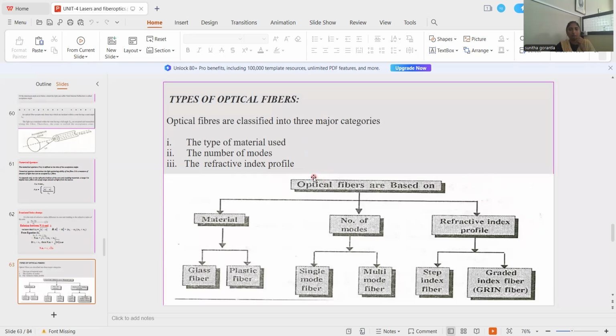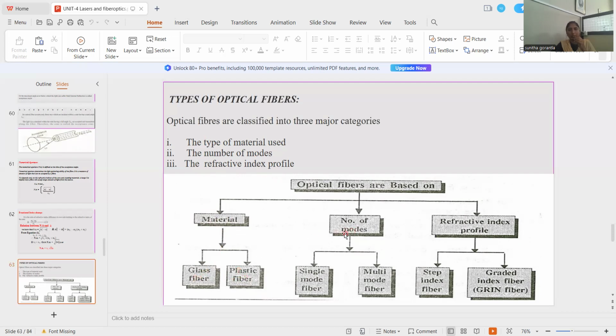Now see the types of optical fibers. Optical fibers are classified into three major categories: the type of material used, the number of modes of propagation, and the refractive index profile. Based on the type of material, optical fibers are divided into two types: glass fiber and plastic fiber.